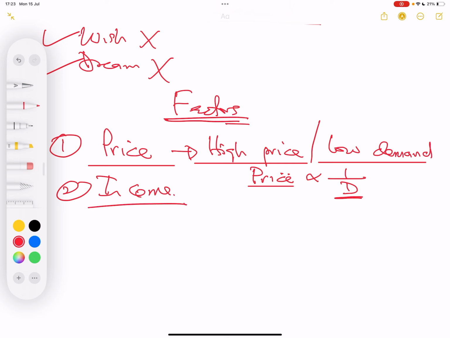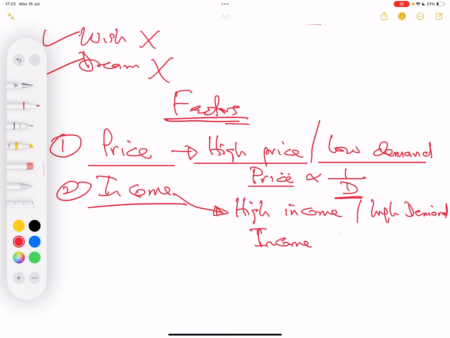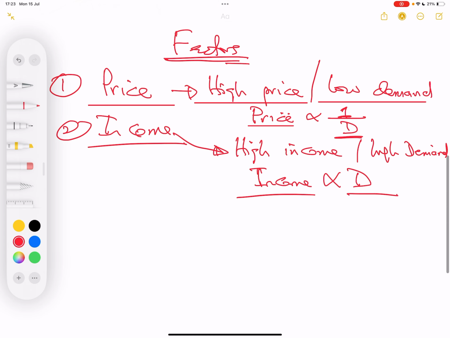But income is your salary. If you are earning so well, you will be able to afford so many things. So high income means high demand. In that case, they are going in the same direction. So income, rather, is directly proportional to demand. They are on the same level, not 1 over. Remember, this is 1 over demand, right? So take note of that.